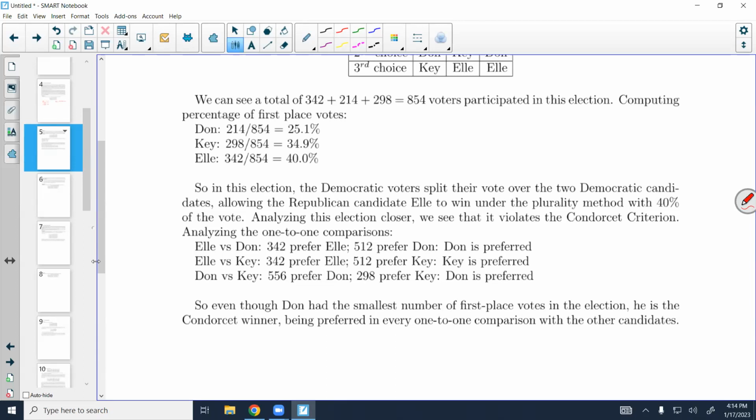Don is preferred to L, Key is preferred to L, and Don is preferred to Key. So even though Don had the smallest number of first place votes, he is the Condorcet winner, being preferred in every 1-to-1 comparison with the other candidates. That doesn't seem right either, does it?